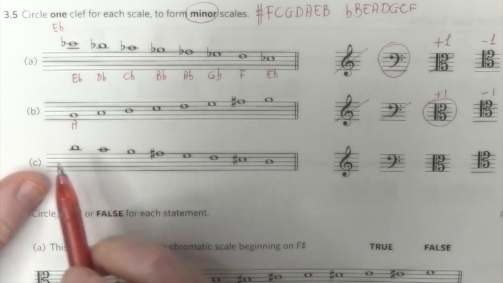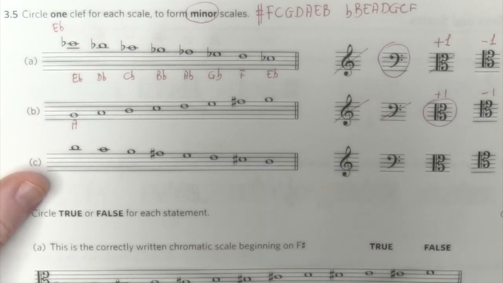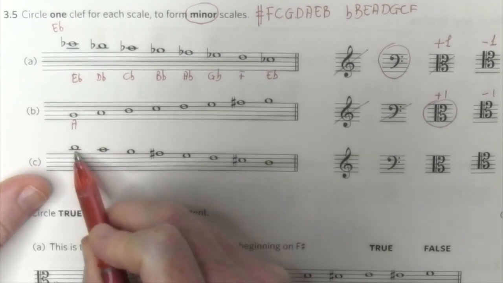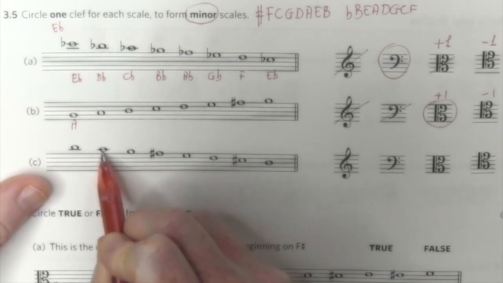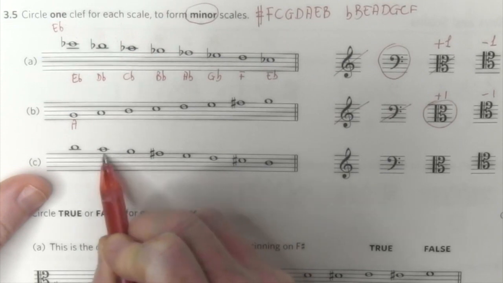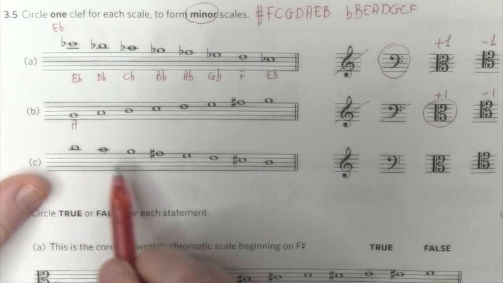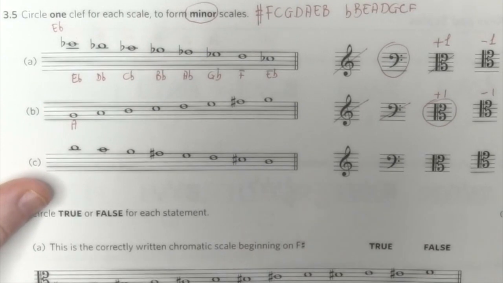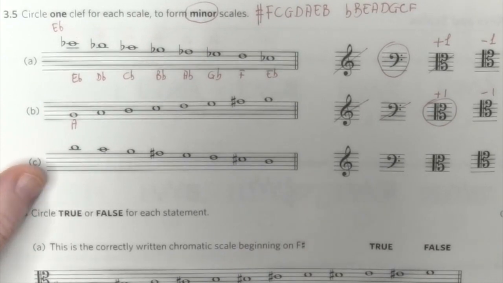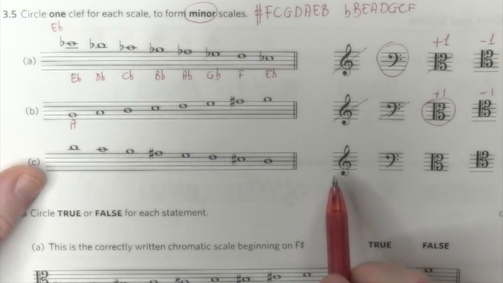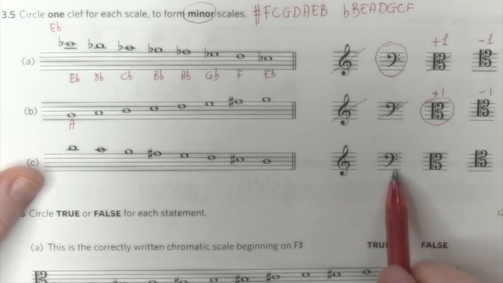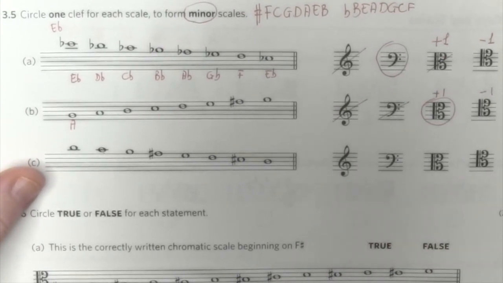Last option, we have a descending scale, so again it could be a natural scale or a harmonic scale. Now the harmonic scale would have an augmented second between the 6th and the 7th and a semitone here. I don't think this is a harmonic scale, I think it is a natural scale with two sharps, but let's have a look. Again, let's go through each clef individually.